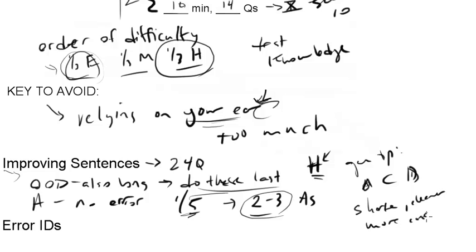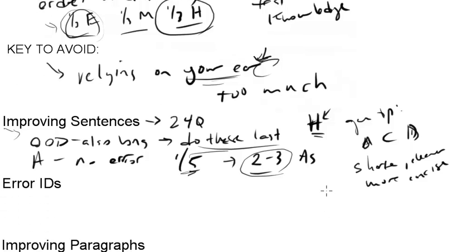That's just a general rule of thumb. The fewer words there are, the cleaner, the more concise it is, the better. And that's, all things being equal, the choice you're going to go with. Error IDs. Okay, so there's about 18 of them in the entire test.